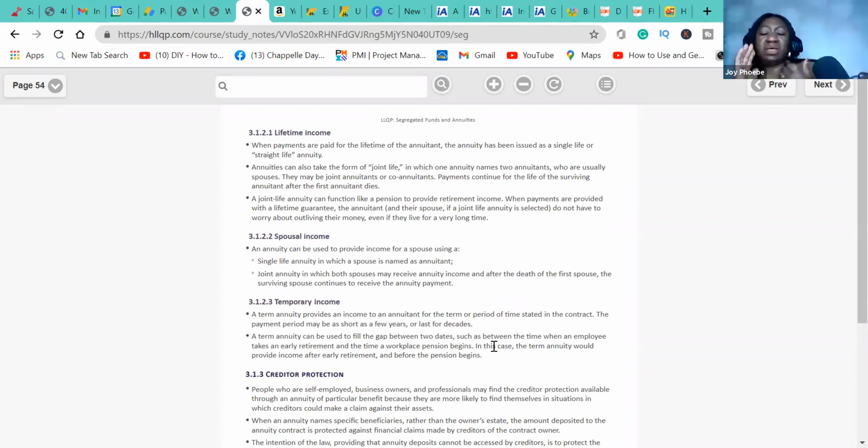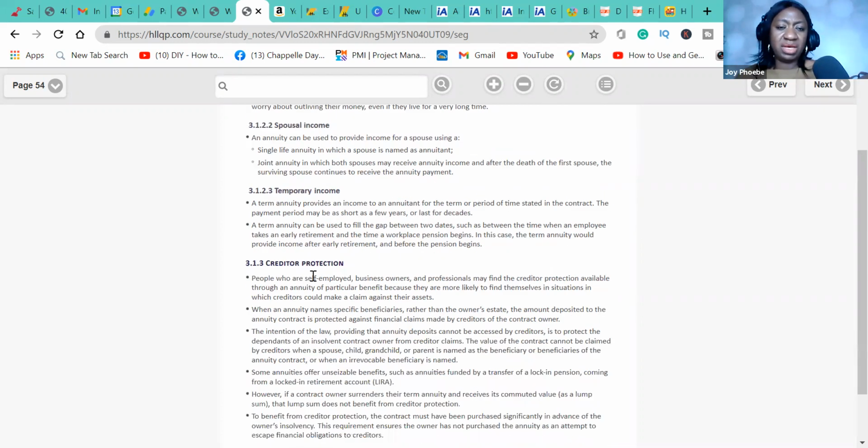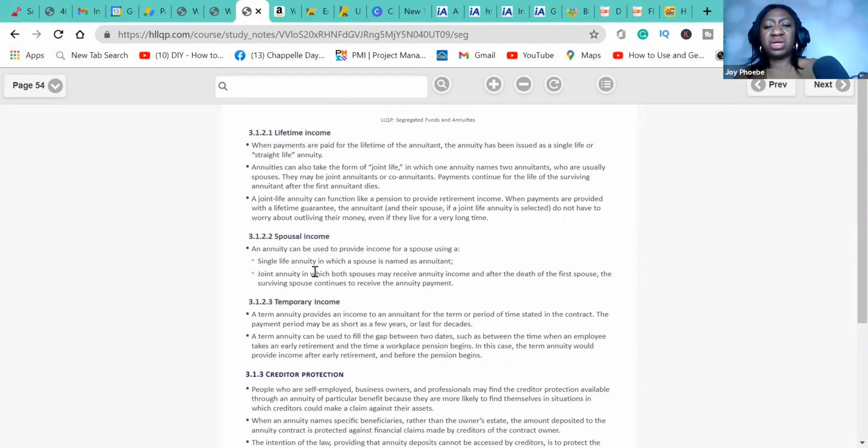So again, an annuity can be used to provide income for one spouse, especially in the case of a joint annuity, where the death of one spouse doesn't terminate or end the payment of the annuity. So the surviving spouse will continue to receive the annuity payment until he or she passes away. That way we can use annuity to create income for our spouses.